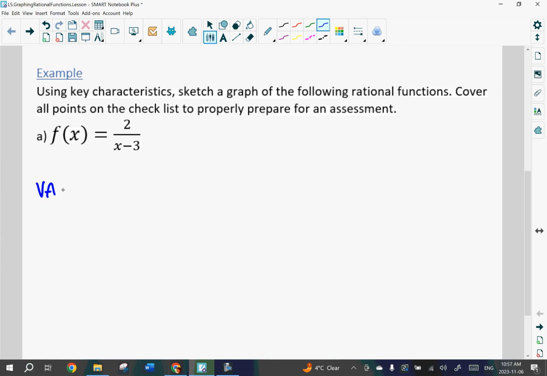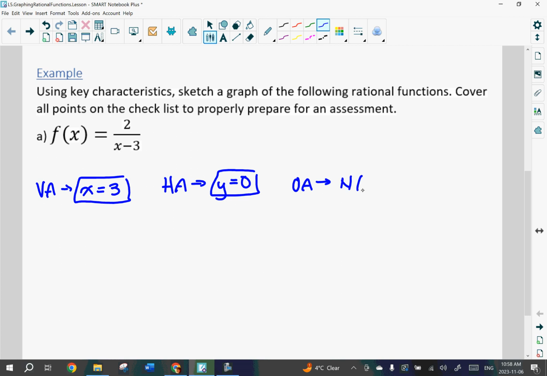Vertical asymptote, x equals 3. Okay, horizontal asymptote. If I put in a really big value of x, it would go to a really big value in the denominator, and the numerator would always stay 2. So it's approaching 0. Horizontal asymptote, y equals 0. Okay, that tells me also my domain and range. Oblique asymptote. An oblique asymptote exists if the degree of the numerator is exactly 1 higher than the degree of the denominator. Not applicable.